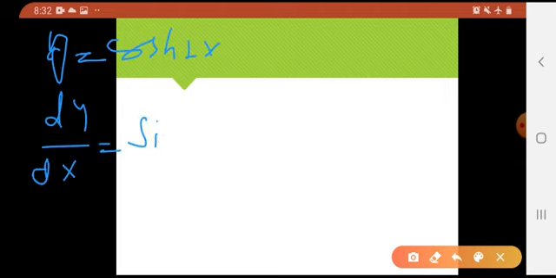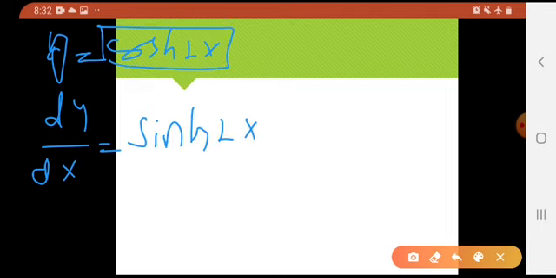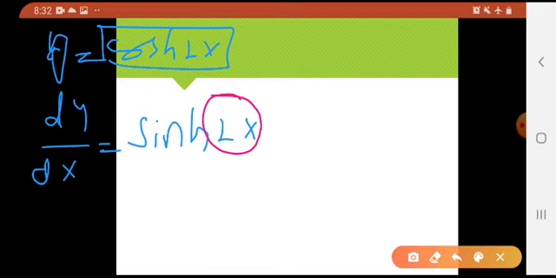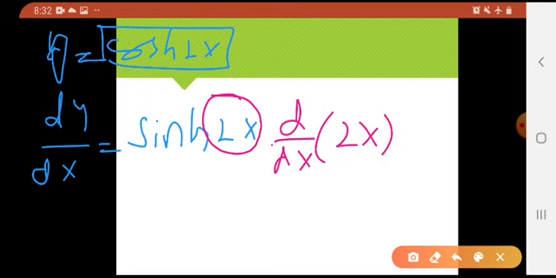ठीक है जी. Now the question that I have here is cos hyperbolic of 2x, right? So dy by dx would be sin hyperbolic of 2x, मतलब इसका derivative with respect to x would be this. Then what about the function? What about this 2x? We will be finding further derivative of this 2x, जो हम हर जगह करते हैं, right?